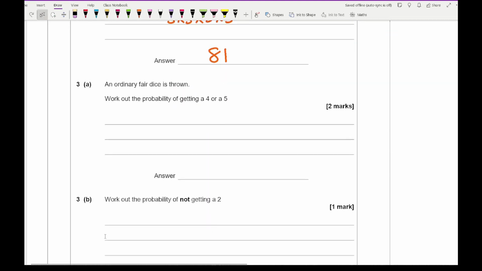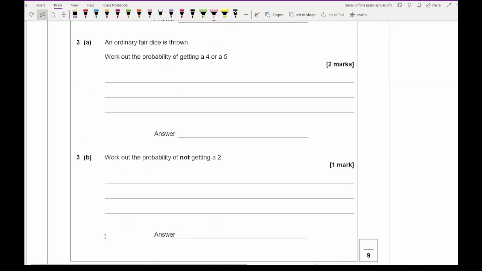Moving on to 3a, it says that an ordinary fair die is thrown. Work out the probability of getting a 4 or a 5. Well, how many 4s or 5s are there on a die? Well, there's 2 out of a total of 6 numbers. So you can either write 2 over 6 or 1/3.